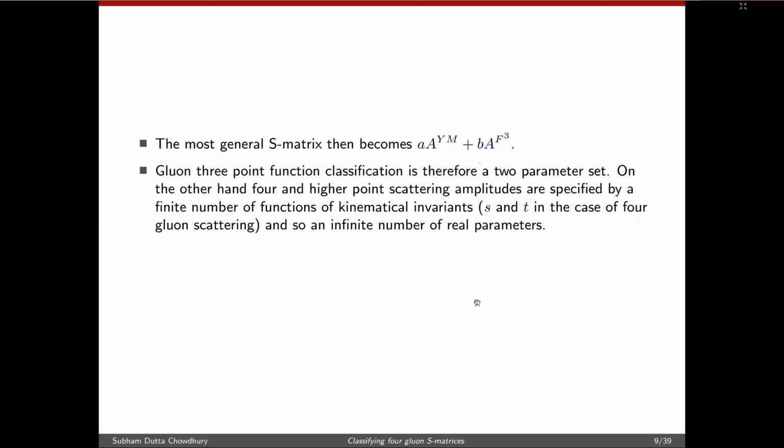So what we see is that, in general, the most general S matrix becomes a 2-parameter set. You have one thing from the Yang-Mills and the other from the F cube type of term. And therefore, this is a 2-parameter set, and this was easy to classify. But for 4 and higher point scattering amplitudes, you have the Mandelstam invariants, and then you have an infinite number of kinematical invariants, and therefore an infinite number of real parameters. So how does one take care of this?